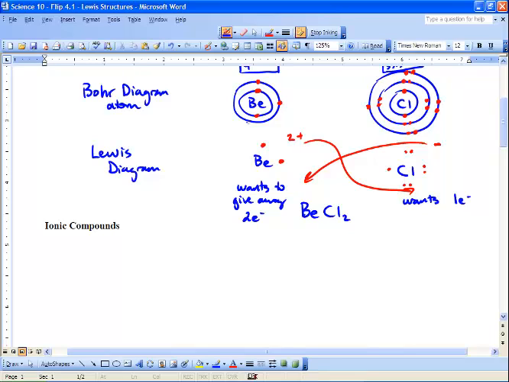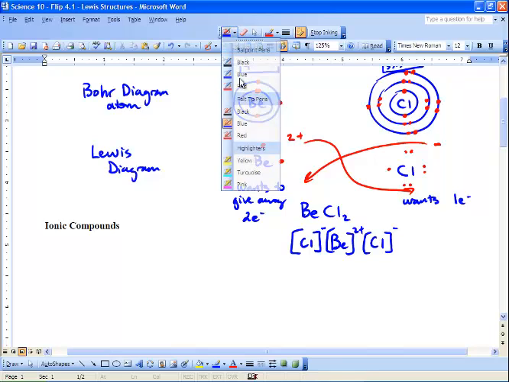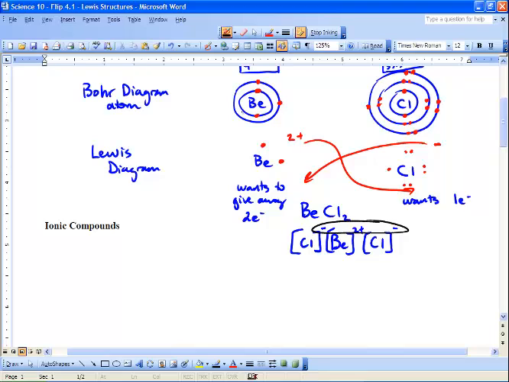Now the beryllium is going to give 1 electron to one chlorine ion and 1 electron to another. So in the end we're going to get Cl with a minus, a beryllium in the middle with a 2 plus, and a Cl on the other end with another minus. If you added up all those charges, they would equal 0. Therefore, we know we've got a balanced compound.